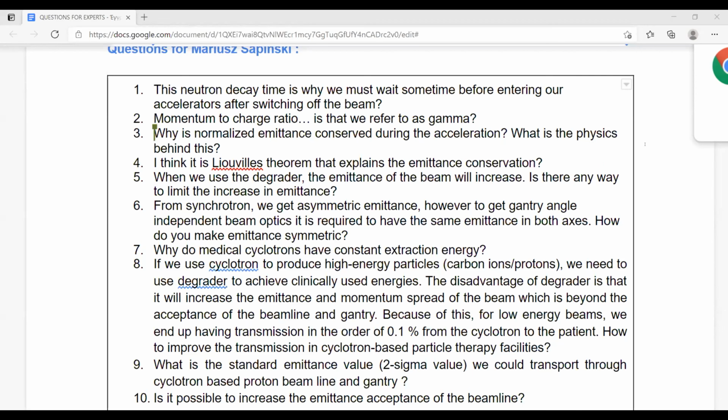All right, so yeah, it's not directly related to the decay time of the neutron, but it's related to the decay time of other isotopes which are produced in accelerators.